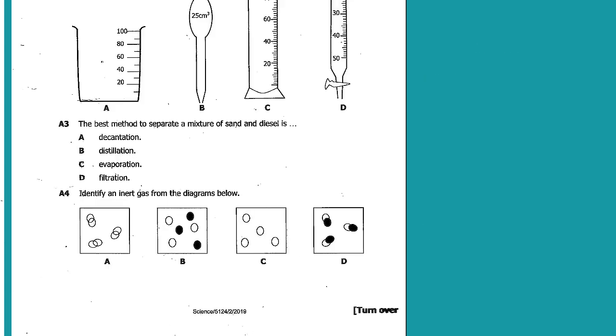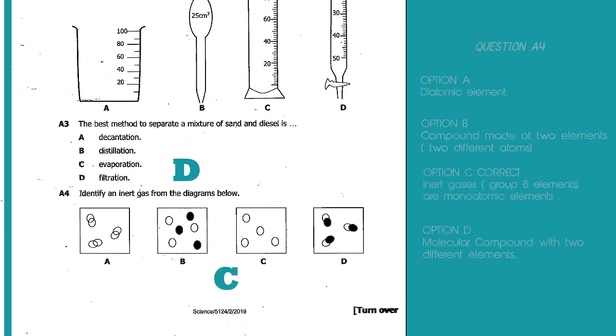liquids. Question 3. The best method to separate a mixture of sand and diesel is? Our answer is filtration, D. Question 4. Identify an inert gas from the diagrams below. Our answer is C. Why?